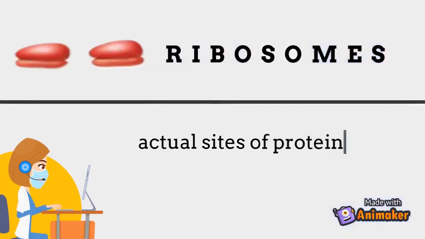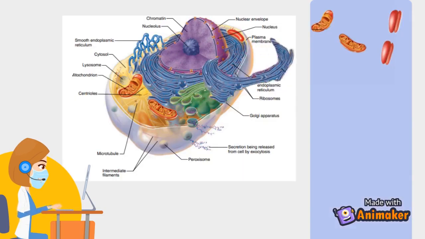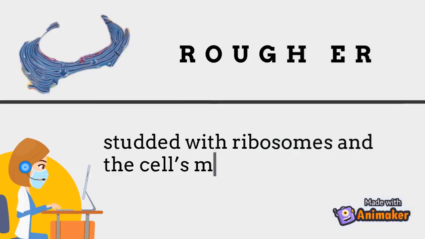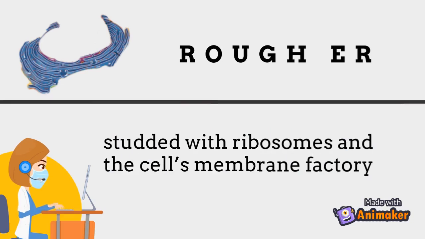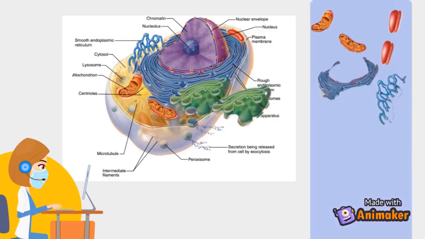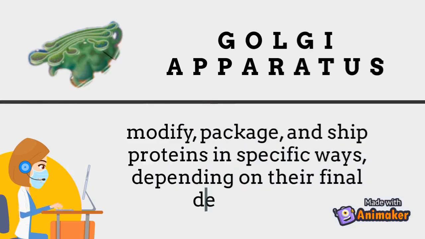Ribosomes are the actual sites of protein synthesis in the cell. The endoplasmic reticulum has two forms, the rough and smooth. Rough ER is studded with ribosomes and is the cell's membrane factory. Smooth ER functions in lipid metabolism and detoxification of drugs and pesticides. The Golgi apparatus modifies, packages, and ships proteins in specific ways, depending on their final destination.